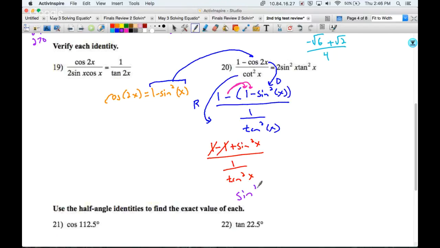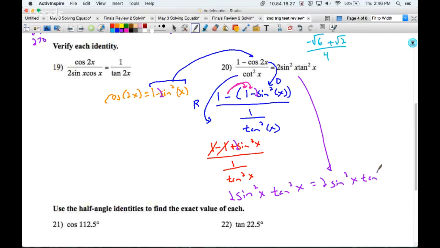sine squared. I lost a 2 somewhere. Yeah, this is 1 minus 2 sine squared x. So there should be a 2 there. So 2 sine squared x. Copy dot flop brings the tangent squared x up, and now that just equals that. We were able to make a match.